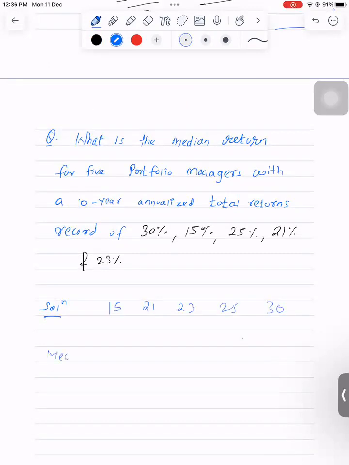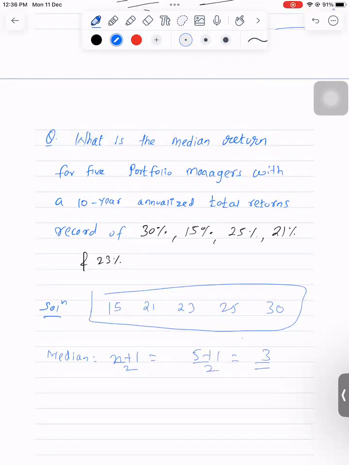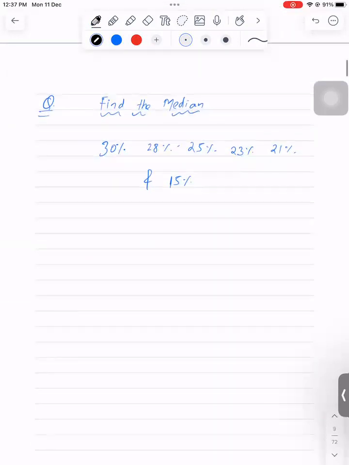Now apply the median formula. The median formula is n plus 1 divided by 2. N means the number of observations. So I can see there are a total of 5 observations. So 5 plus 1 divided by 2, you will get the answer 3. Okay, 3 means the third observation is the median. So the third observation from the left side is 23. So 23 is the median. Okay, please try this now.